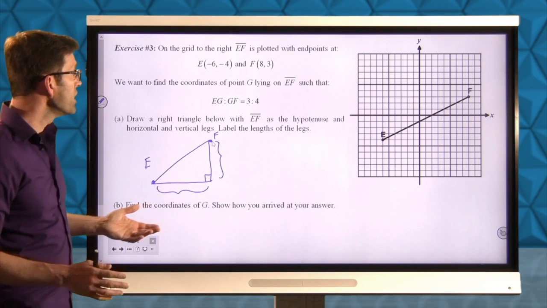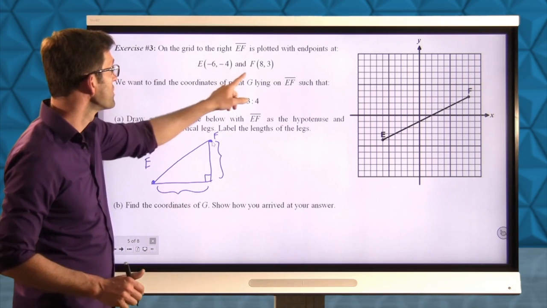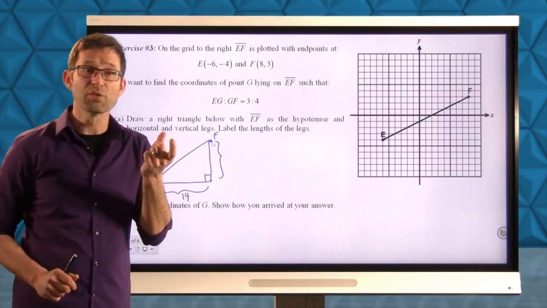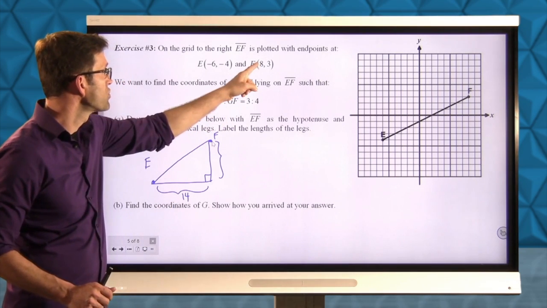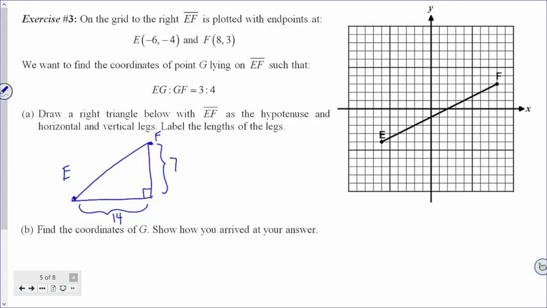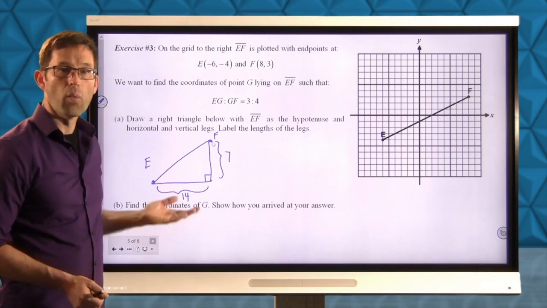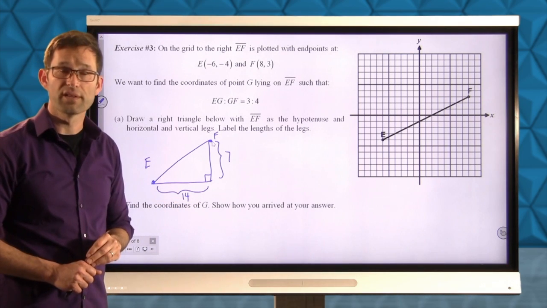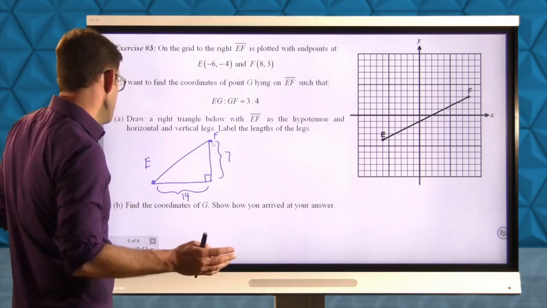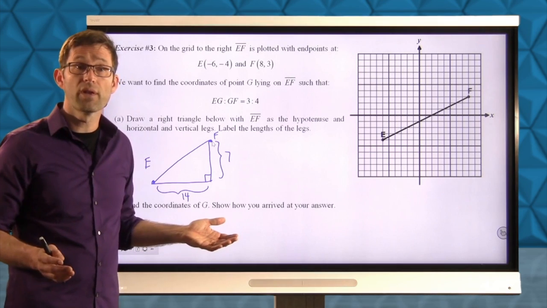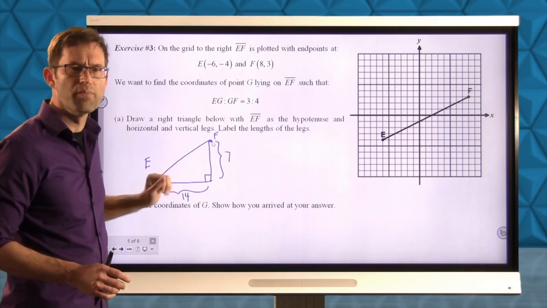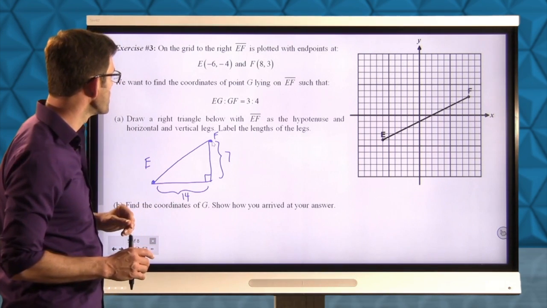All right, well, it's pretty easy. You can just do it by subtraction. You can say, well, 8 minus -6 is 14. You can always find the distance between two coordinate points by doing subtraction. 8 minus -6 is 14, and 3 minus -4 is 7. So I've got one leg that's 14, and I've got one leg that's 7. Now, let's keep going. Letter B, find the coordinates of G. Show how you would arrive at your answer. All right, well, let's first locate, like we did before, G, an approximate location here.